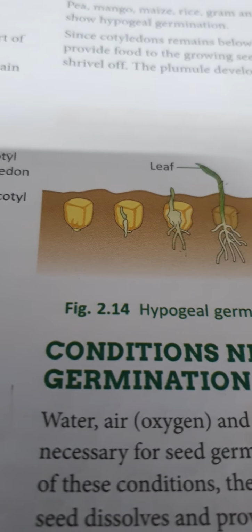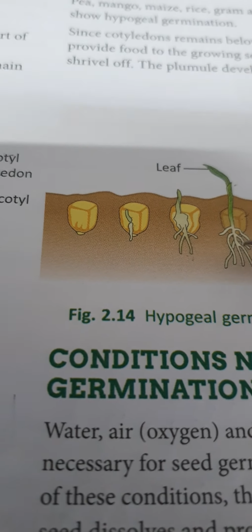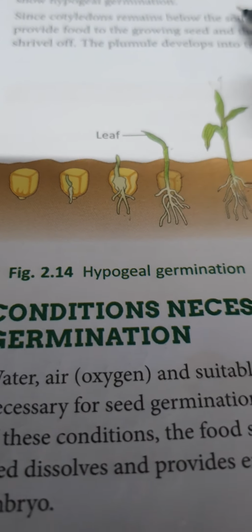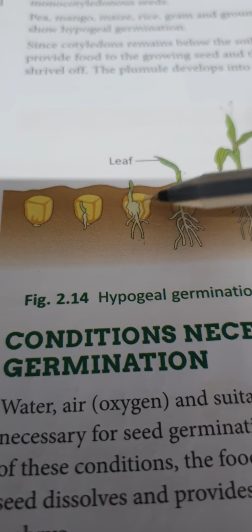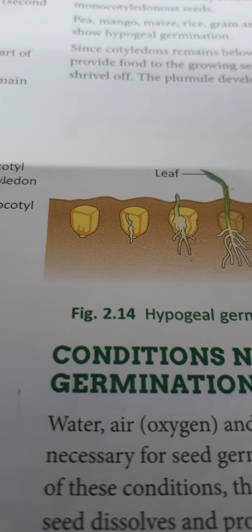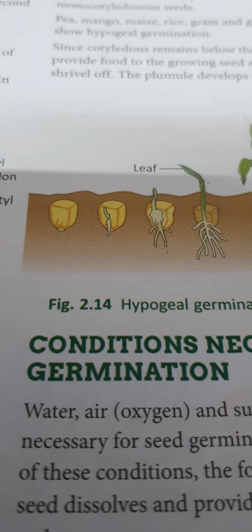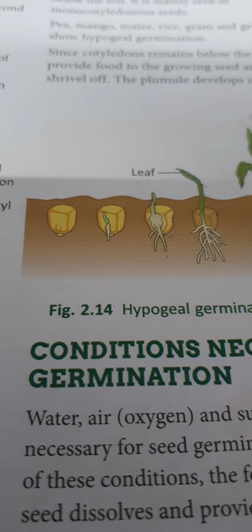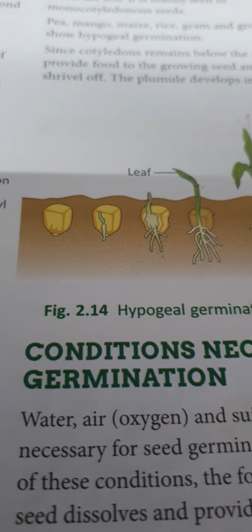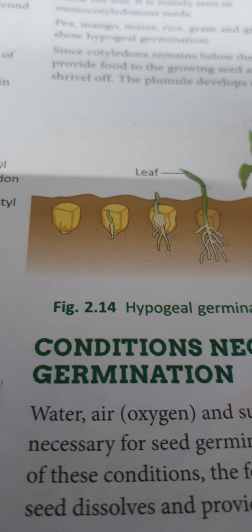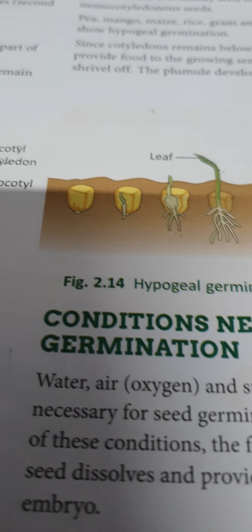And again plumule also comes out from that protective sheath and grows straight into the shoot system. In this, the cotyledons remain underground in the soil, and after some time they also shrivel off or disappear into the soil. So, this was how the hypogeal germination works in what? Maize seed.